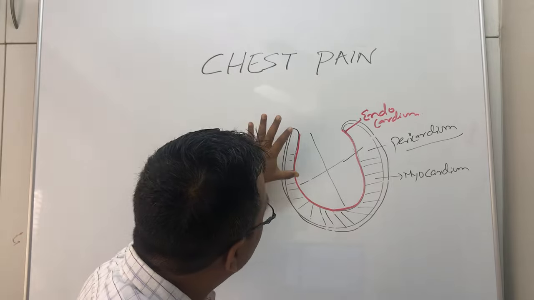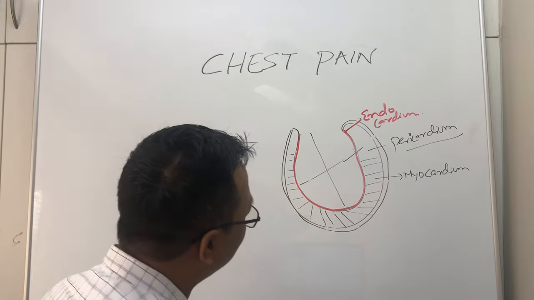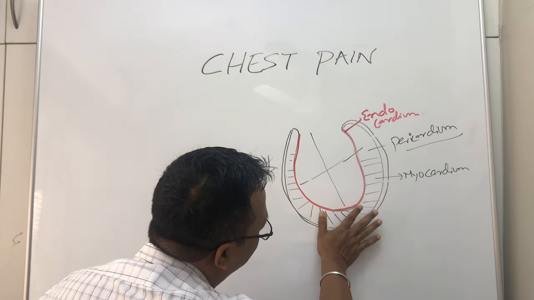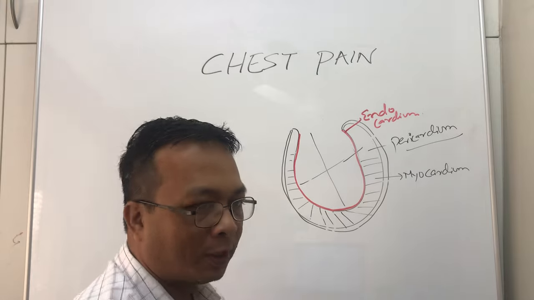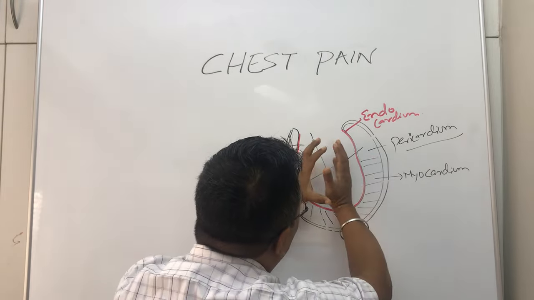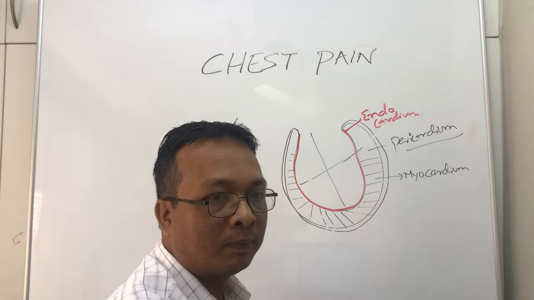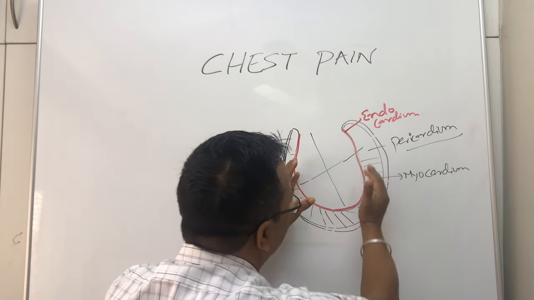Now, chest pain. Why is there chest pain? We'll come to that. First, you need to know that this part, myocardium, makes the heart contract. When this myocardium muscle contracts, it means the muscle shortens. So which part of the heart contracts? Myocardium. The myocardium contracts the heart.